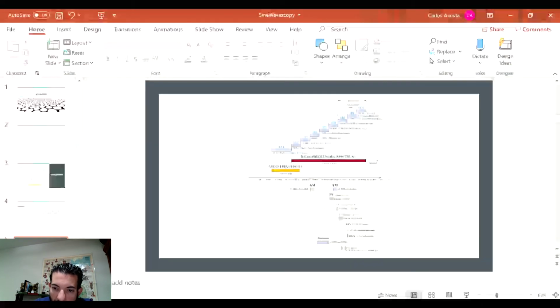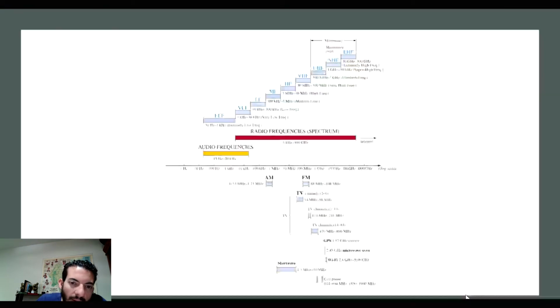And if we go back to the presentation, we see that FM radio is between 88 megahertz and 100 megahertz. So between 0.5 and around 2 megahertz we have AM radio. Between 88 and 100 megahertz we have FM radio.